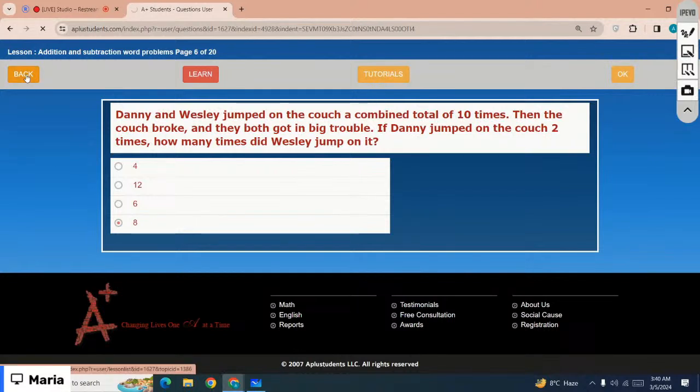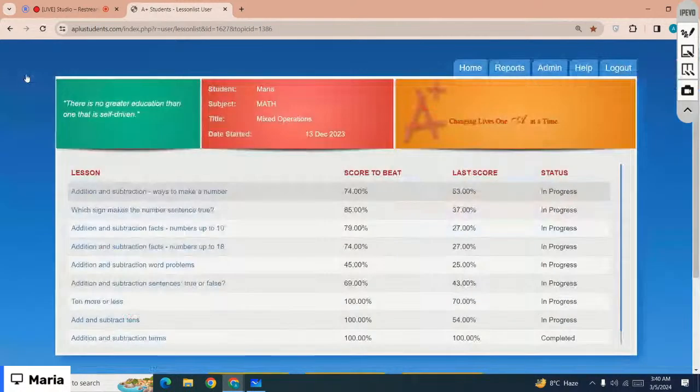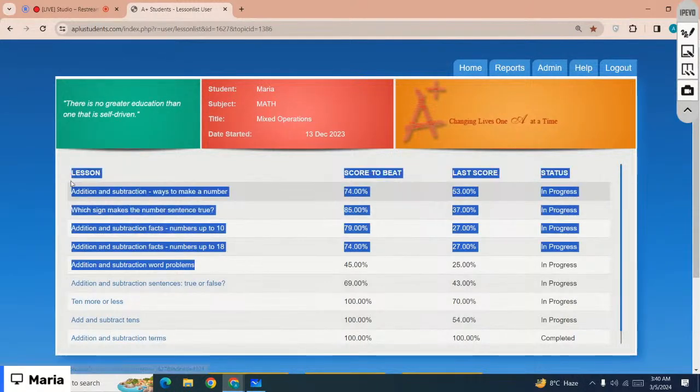Okay, you can complete the lesson by yourself later today. So, we were working on grade 1 math. The chapter we're working on is mixed operations, and the lessons we have covered today are addition and subtraction ways to make a number, which sign makes the number sentence true, addition and subtraction facts for numbers up to 10, addition and subtraction facts for numbers up to 18, and addition and subtraction word problems, right?